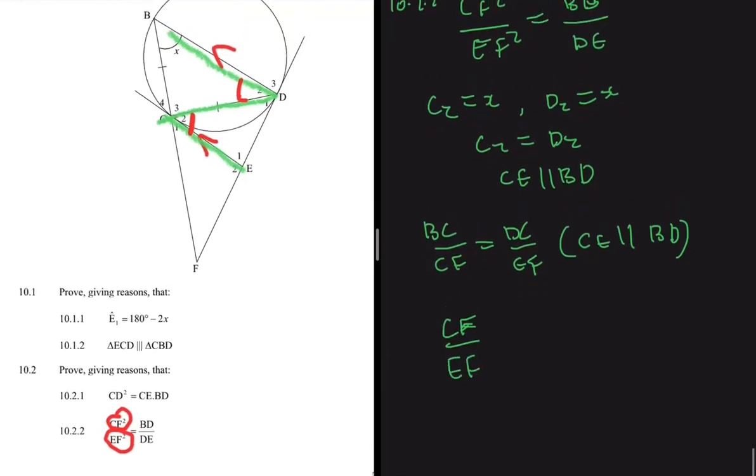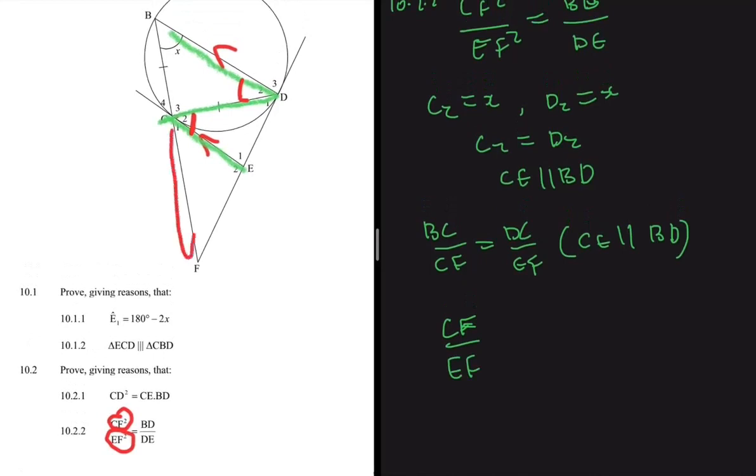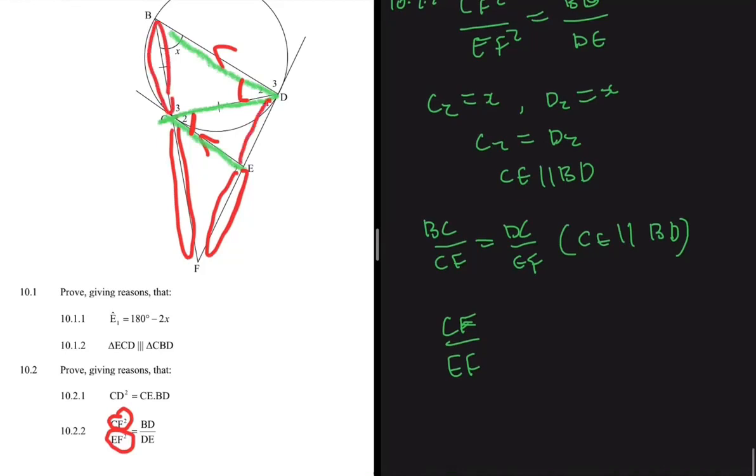So if we say CF, right, CF is this line, divided by EF, then we can say CB divided by DE. The two lines CE and BD are parallel, so we can get away with that. So saying that CF divided by EF will be equal to BC divided by ED. And why are we saying that? CE is parallel to BD. We can get away with that.